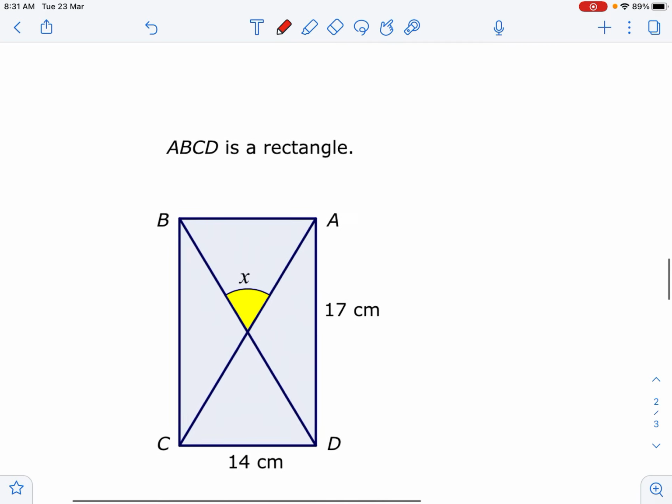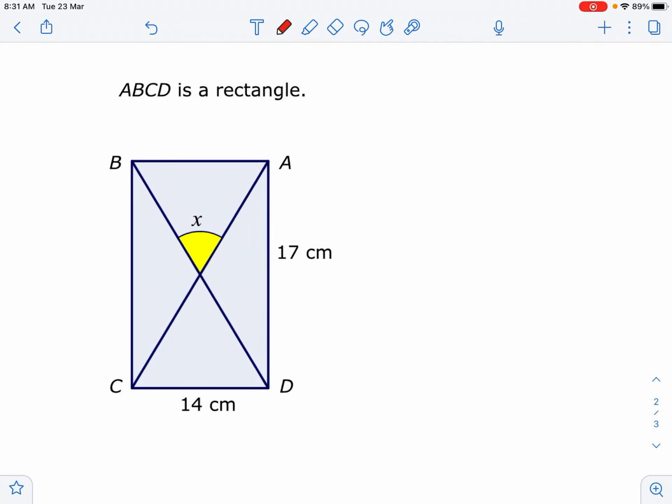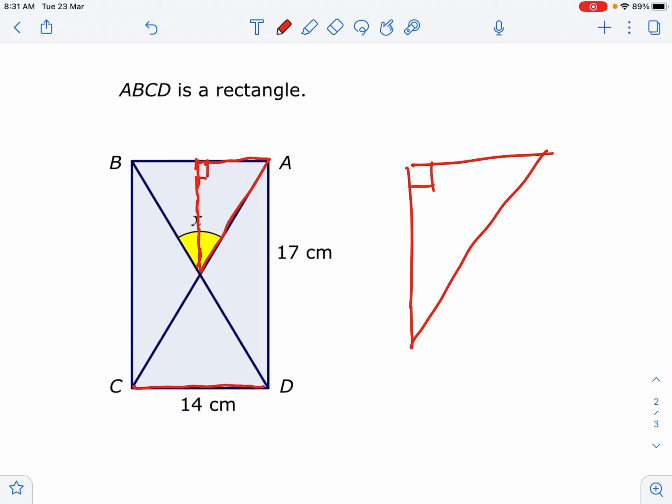The second one, again, we've got a tricky one here. It's a rectangle. So we know that we've got some right angle triangles. What I'm going to do here is split this one down the middle to make my right angle triangles there. Now, what I do know is that this total distance is 14. So this is my red triangle here. If this is 14 all the way across, then halfway is going to be 7. So I've got 7 centimeters there.